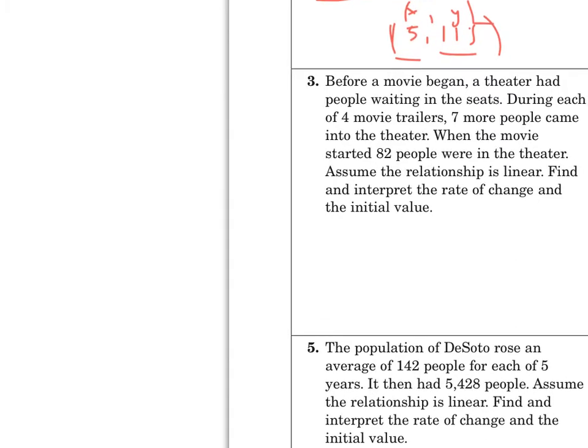All right, number 3. Before a movie began, a theater had people waiting in the seats. During each of 4 movie trailers, 7 more people came into the theater. When the movie started, 82 people were in the theater. Assume the relationship is linear. Find and interpret the rate of change and the initial value. Okay, so during each of 4 trailers, 7 more people came into the theater. When the movie started, 82 people were in the theater.